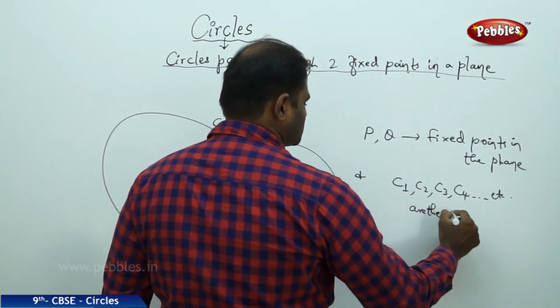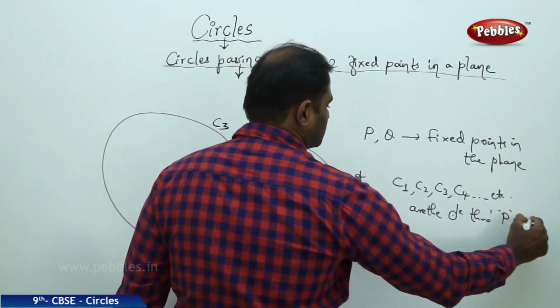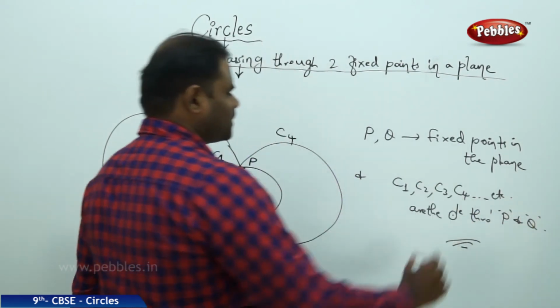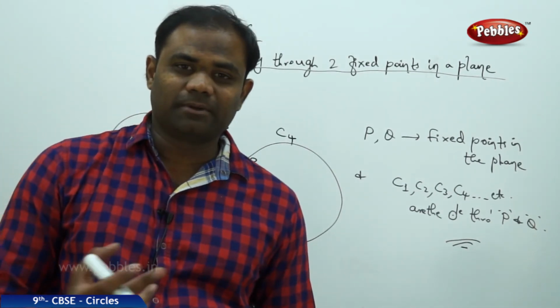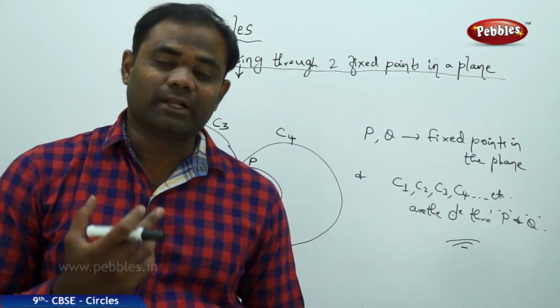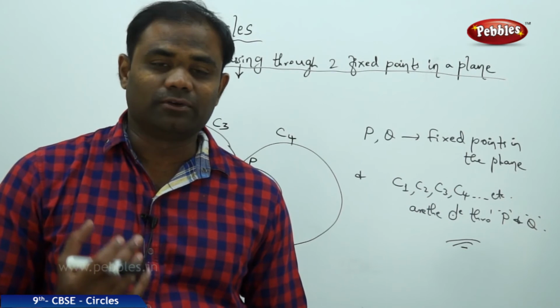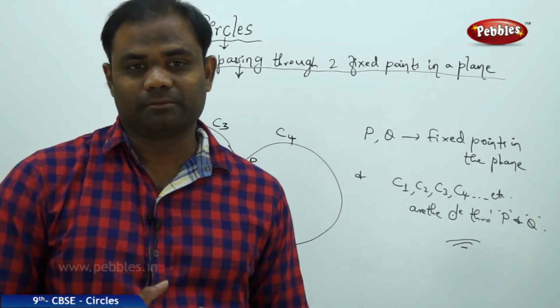Are the circles through P and Q. So what do we make the learning outcome here? Just like in the previous case, I make the learning outcome that there are infinitely many circles which can be drawn passing through the fixed points P and Q in the plane.